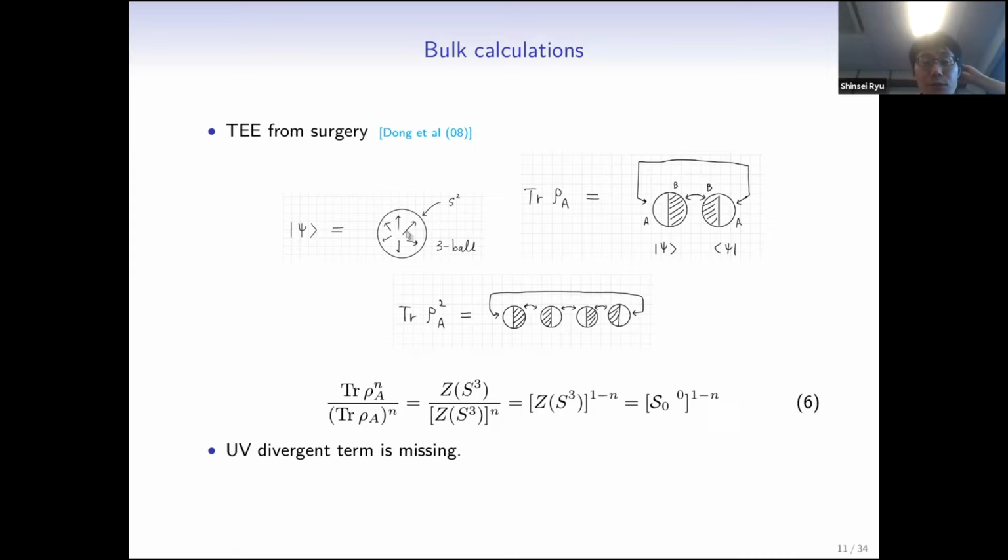So we proceed as follows. We first prepare a ground state of the system by path integral. We consider a path integral from nothing to S2, and with this path integral, we prepare a state on S2. S2 is a spatial manifold, but in terms of space-time, the path integral manifold is a topological three-ball. So I prepare my state by this path integral. Then the density matrix corresponds to taking bra and ket, so I have two such three-balls.